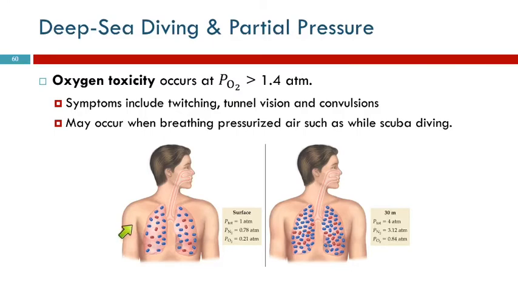So when you breathe pressurized air that has the same composition as the air at the surface, you can get into trouble. At the surface, the total pressure of the air is 1 atmosphere, and the partial pressure of oxygen is 0.21 atmospheres. You go down 30 meters below the surface. Now, the pressure, in order for you to be able to breathe, has to be 4 atmospheres. 0.21 times 4 atmospheres is 0.84 atmospheres of oxygen. That's an elevated partial pressure of oxygen. You go down further, the total pressure getting bigger and bigger, the partial pressure of oxygen gets greater and can cause oxygen toxicity.